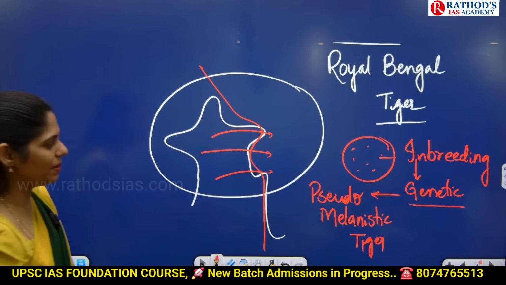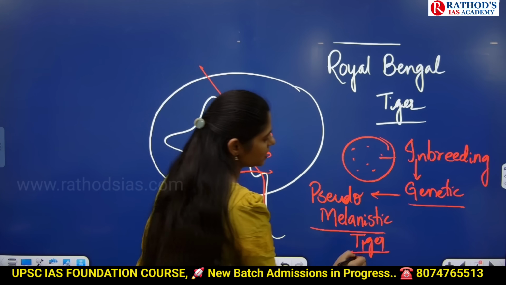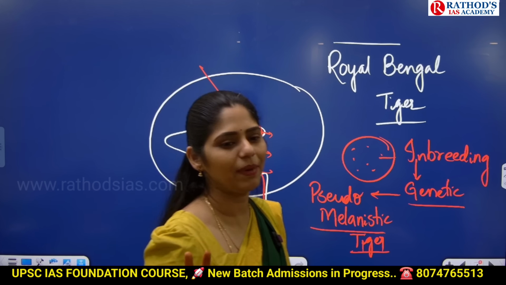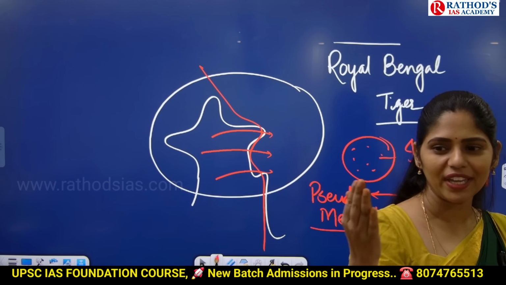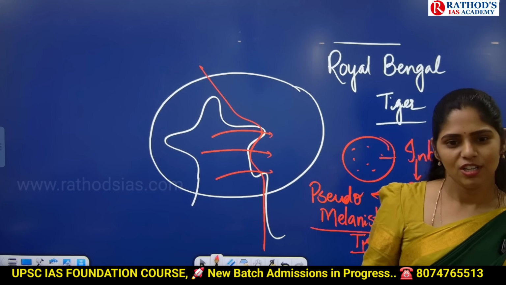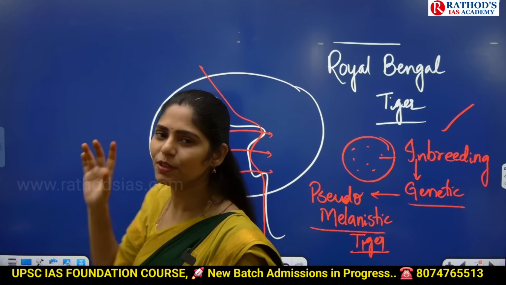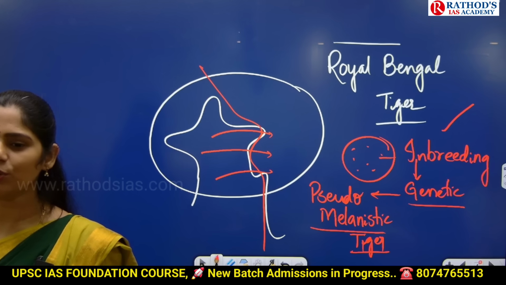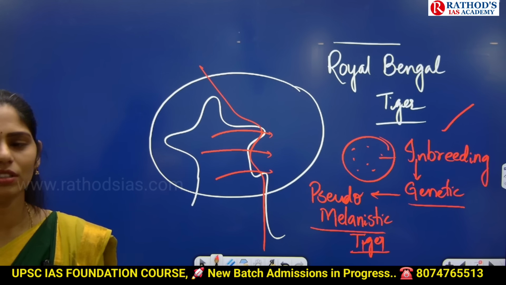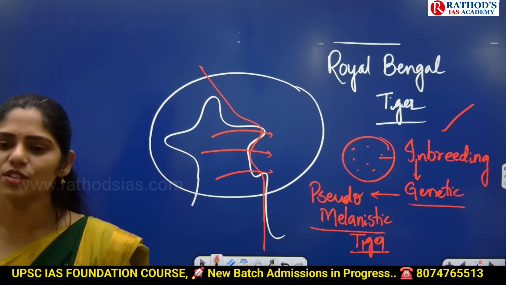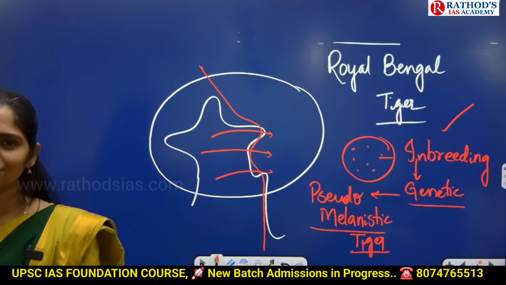So actually what happens here is, in the pseudo-melanistic tiger, rather than orange with black stripes, we can see an entirely black color tiger with very few orange stripes. So this is because of this kind of inbreeding, because of habitat loss, because whenever they are going for breeding within a very small population. Understood? So this is also one challenge we are going to have in future.